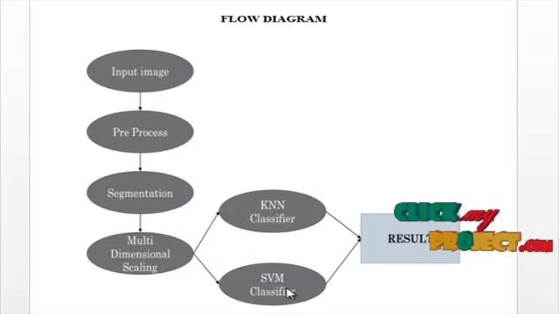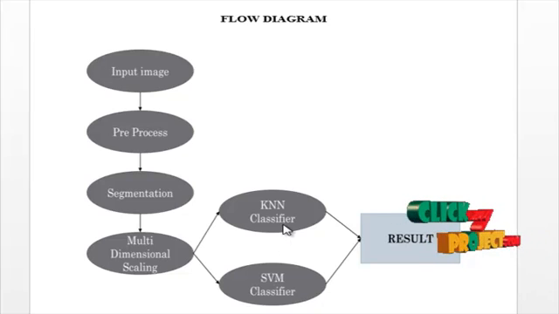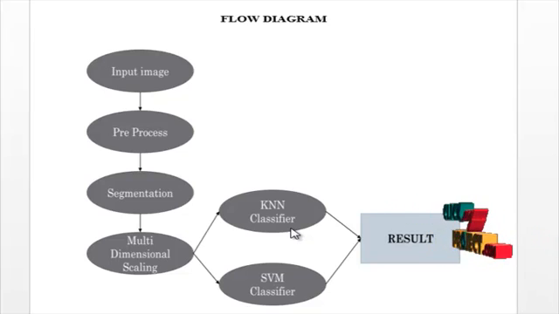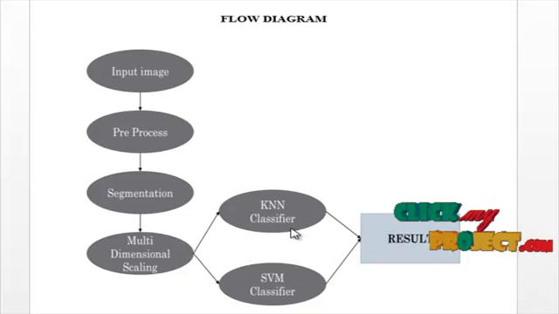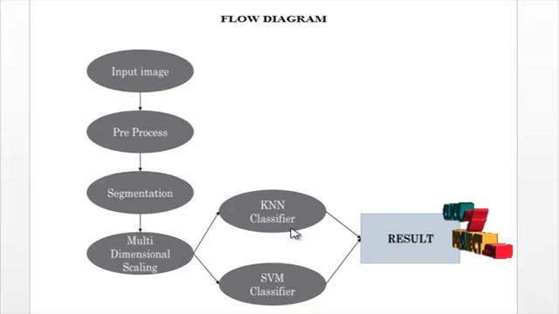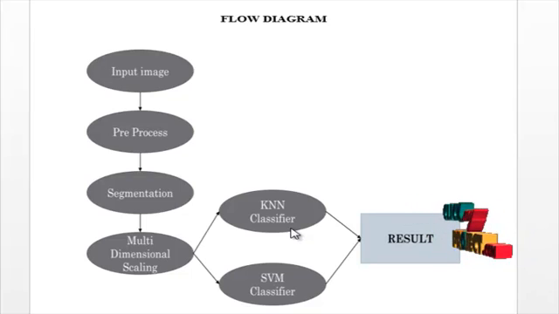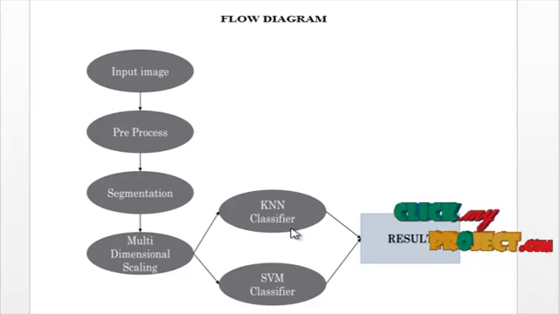Next is the classifier stage. In this paper, classification has been done by a KNN classifier as well as an SVM classifier. The K nearest neighbor algorithm is a non-parametric method used for classification and regression. The input consists of the K closest training examples in the feature space. The output depends on whether KNN is used for classification. KNN is a type of instance-based learning, or lazy learning, where the function is only approximated locally and all computation is deferred until classification.